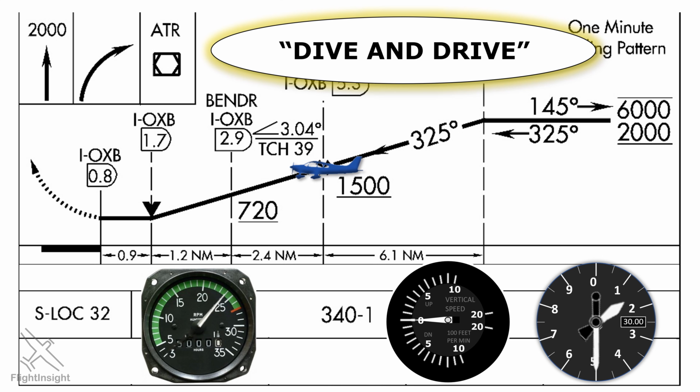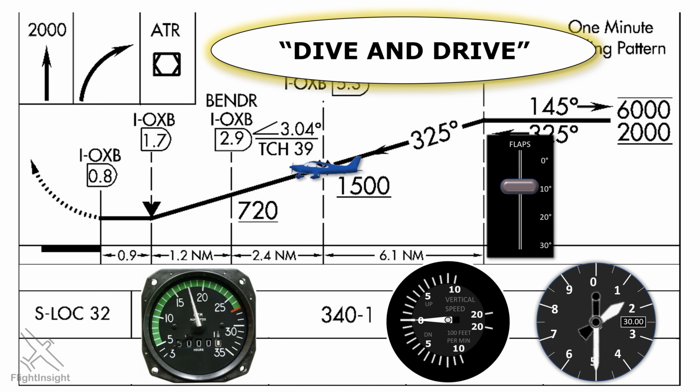Iluco is our final approach fix as shown by the Maltese cross, so we'll get configured for the final approach. This means we'll reduce power once again, add flaps as needed, extend the gear if necessary, and descend down to 720 feet. Increase power again, level off. After Bender, we reduce power, descend to 340 feet, the MDA, increase power, level off, start looking for the runway. Once it's in sight, reduce power and land.